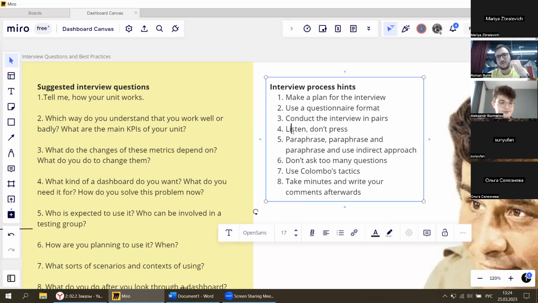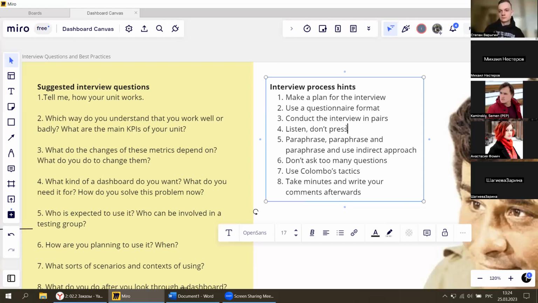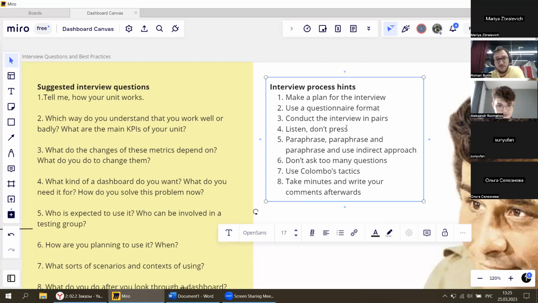The next advice may be a bit silly, but listen, don't press on the person. Just try to ask questions, don't comment, don't rule the meeting. Sometimes analysts think that they are more clever than business users, and that's why they try to use some complex words and terminology. Sometimes business users feel uncomfortable with that. So just try to keep it easy, and don't be hard on business users.